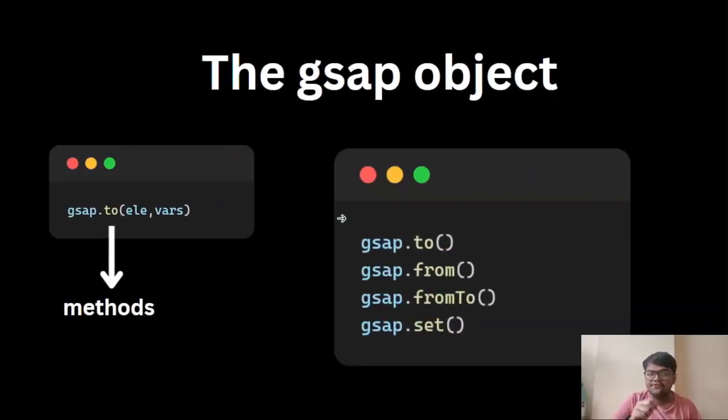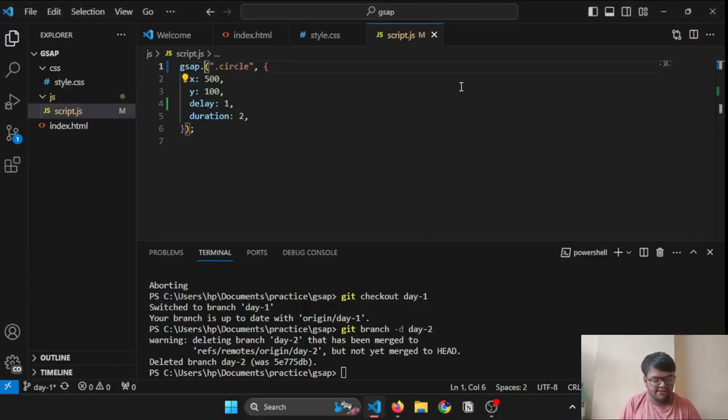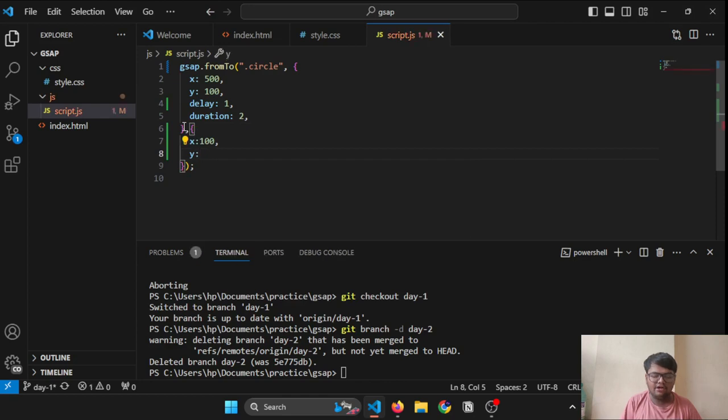The next method is the fromTo method. This is basically a combination of the from method and the to method. That's why we have 3 parameters over here. The first parameter is the element. The second parameter is the from object. The third parameter is the to object. Let's see this with an example. I will replace this set keyword with fromTo like this. I already have the element selector and the from object. And over here I will add a to object like this. And let's say on the x-axis I want 100 pixels, and on the y-axis I want, let's suppose, 0.